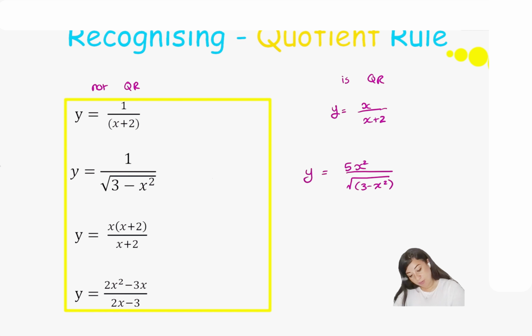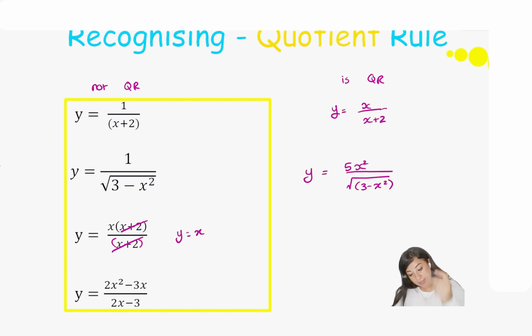What about this one? y equals x brackets x plus 2, over x plus 2. If I look over here, I can cancel the x plus 2 with the x plus 2. So I end up with just y equals x. And if I wanted to differentiate y equals x, I'll just get 1. So I can do that.